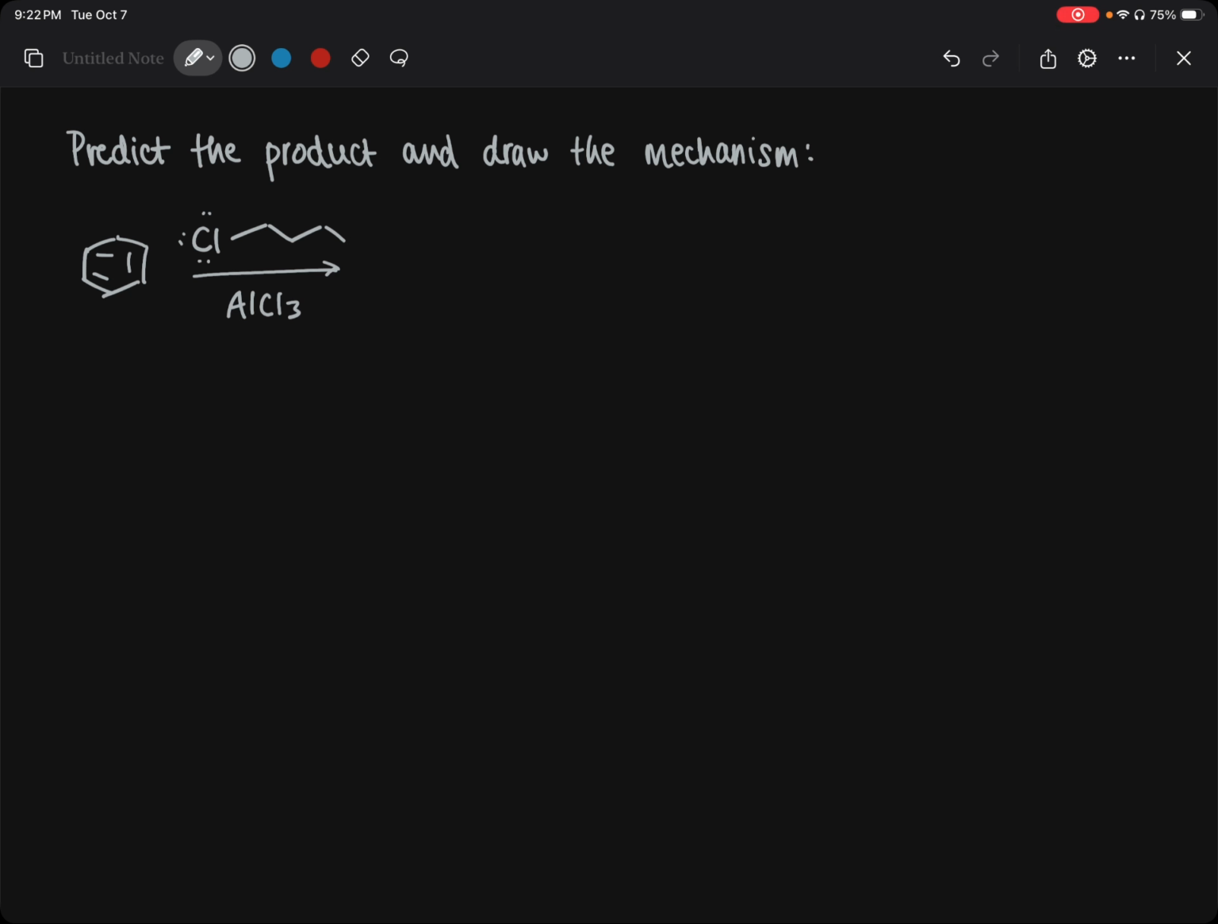So in order to actually predict the product, I think it's best to do that through drawing the mechanism. So let's start with that. The first thing we need to do is create a strong electrophile, because we know that benzene ring is not a very good nucleophile, so we need to give it something really electrophilic to attack. And so we're going to do that using the aluminum chloride catalyst.